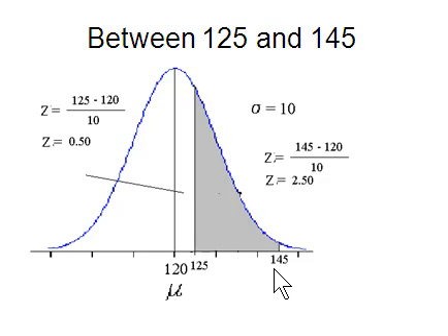So I take 145 minus 120 divided by 10, and I get a z-value of 2.5. This gives me a calculated area of 0.4938. The z-value of 125 minus 120 divided by 10 is 0.5. This gives me 0.1915. So my answer, my shaded region, will be 0.4938 minus 0.1915, or 0.3023.